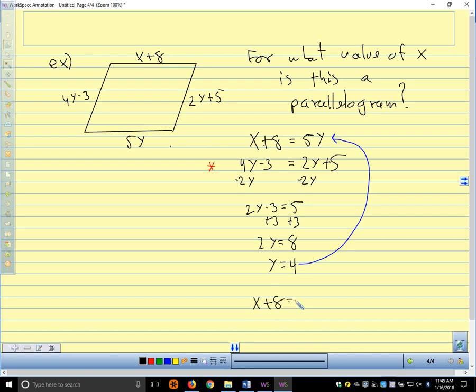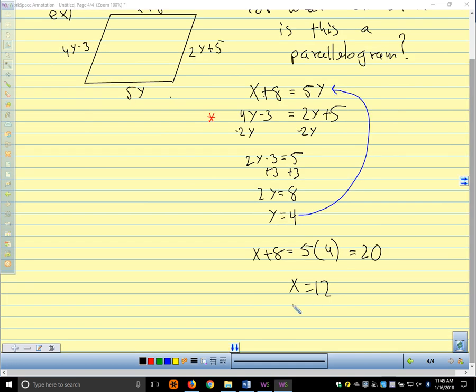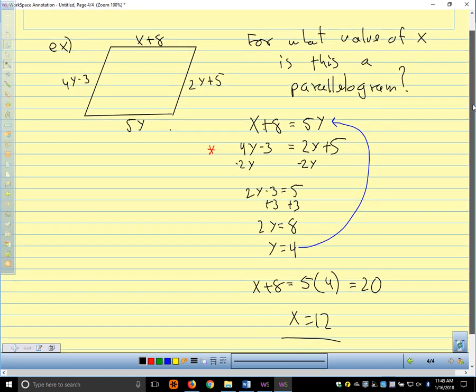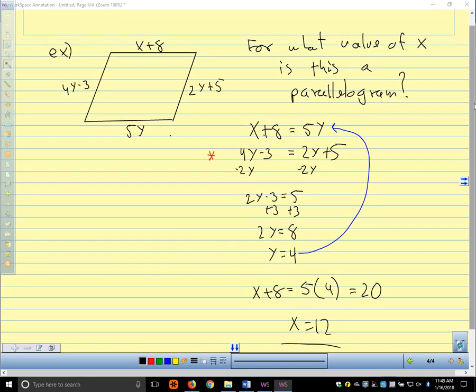x plus 8 equals 5 times 4. Well, 5 times 4 is 20. Subtract 8 from 20, and x equals 12. So if x equals 12, then we have two pairs of congruent sides, and that quadrilateral would be a parallelogram. Questions there?